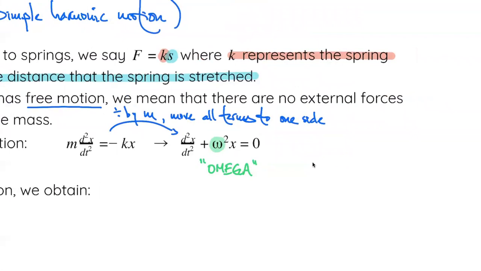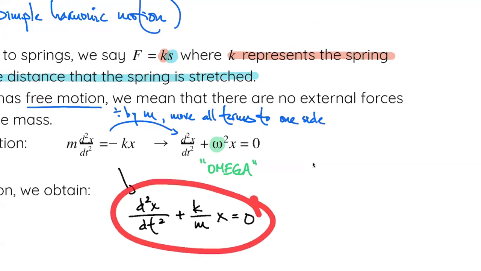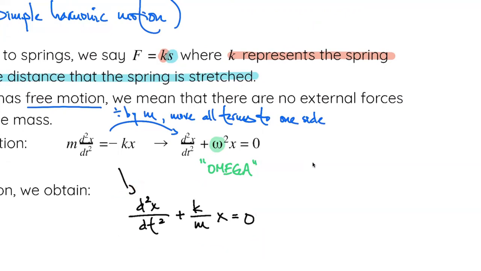If we take this step by step, we divide through and we get d squared x dt squared plus k over m x equals 0. So if we divide by m and move all the terms to one side, we get an equation that looks like this. Now, one of the things that folks in the world of differential equations really love is making their lives a little bit easier with the notation. And so they've said that omega squared is equivalent to this fraction, k over m.